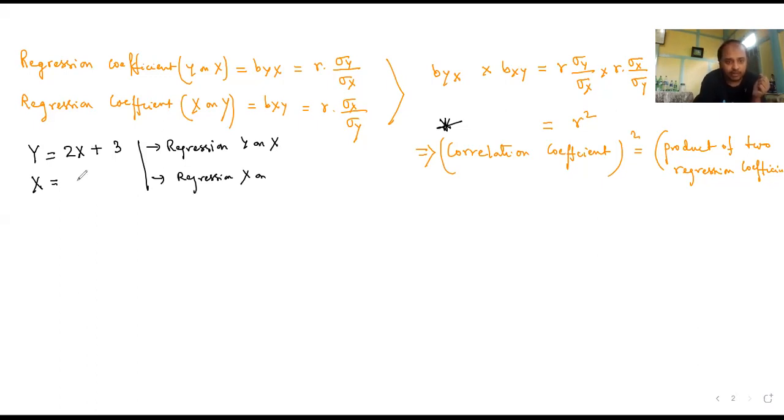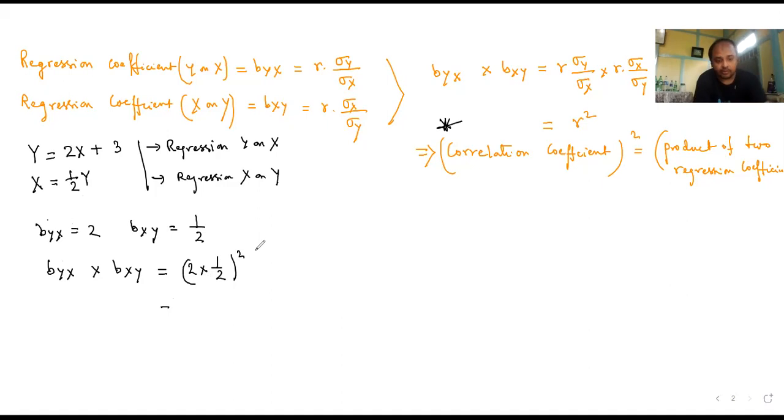Suppose I'm giving it in the following manner. Suppose I'm saying that this is the equation. Okay, then what will happen is that if I say so, you can immediately identify byx from here, which is 2, and bxy from there, which is half, and you will find that if such equations are there, the correlation coefficient squared between them will be equal to 2 into half, which is equal to 1.